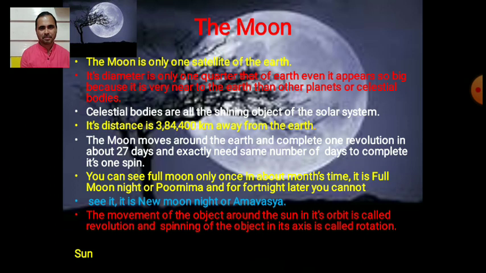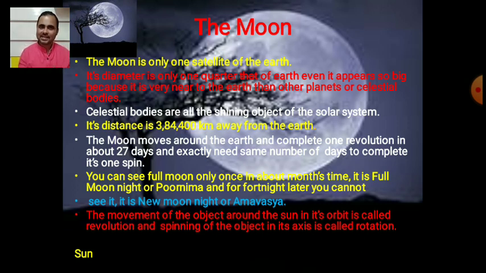Now what is that spinning? Have you seen a football player or volleyball player? You have often seen what they do, they spin the ball on their finger, yes or no? So the tip of the finger is the axis, where the ball remains, and it keeps on spinning. So such spinning of any object on its axis is called rotation. Clear? And revolution means moving around some object. Moving all around some object, that is called revolution.